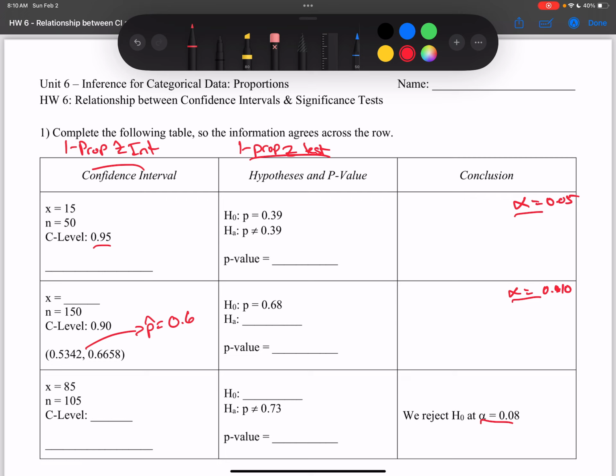And then we got to work backwards for this last row. We know our alpha of 0.08, which means our confidence level is 0.92.